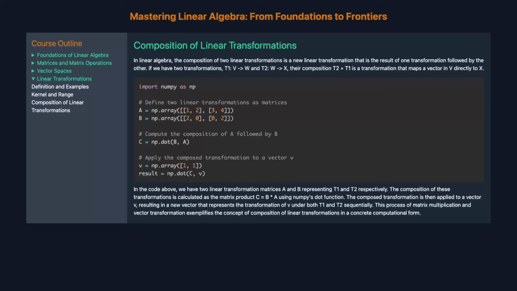In the code above, we have two linear transformation matrices A and B representing T1 and T2 respectively. The composition of these transformations is calculated as the matrix product C equals B times A using NumPy's dot function. The composed transformation is then applied to a vector v, resulting in a new vector that represents the transformation of v under both T1 and T2 sequentially.